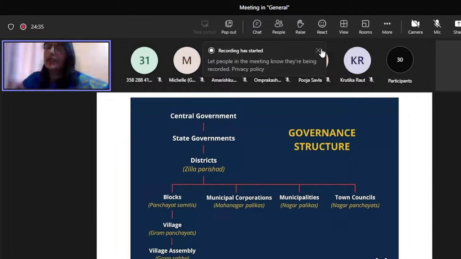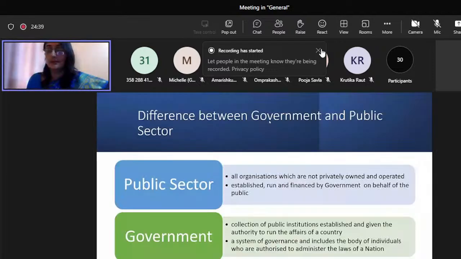Now, what happens? Let us first know the difference between the public sector and the government sector. The public sector is not privately owned, and it is established and financed by the government. So they are under the government. The government is the main supreme thing. The public sector is a collection of public institutions. When they collectively form a government, it is a system of governance that includes the body of individuals, and they administer the laws of the nation. So the public sector is under the government, meaning the government looks after the public sector. Next.